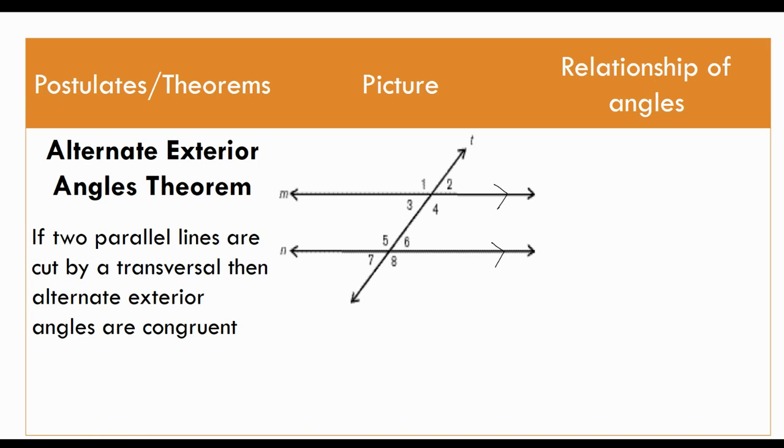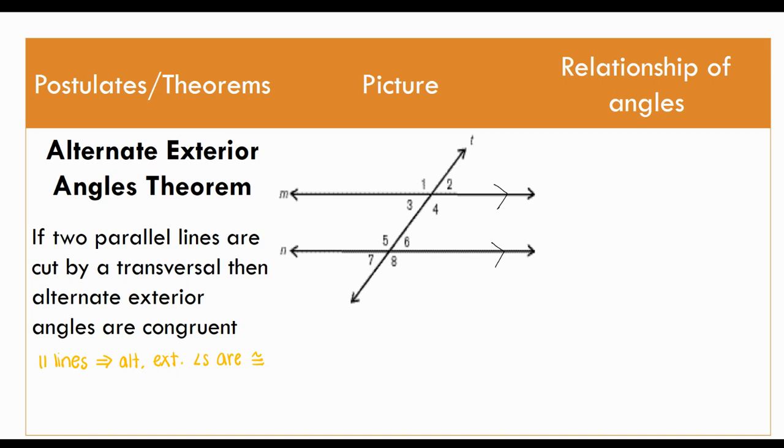So it says if two parallel lines are cut by a transversal, then alternate exterior angles are congruent. So notice that in my if part, we're starting with parallel lines. So that's why I'm going to be, with notation, having to write parallel lines first. The then part is talking about alternate exterior angles that are congruent.